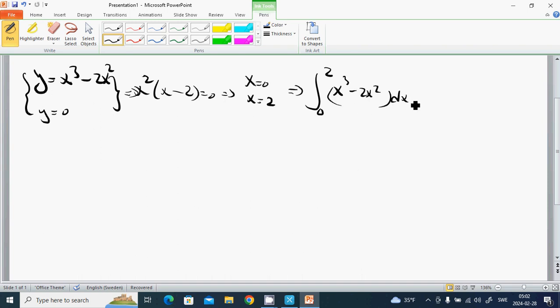dx, which is 1 fourth x to the fourth minus 2 thirds x cubed, from 0 to 2. It is 16 divided by 4 is 4, minus 16 divided by 3, and it is almost 4 thirds.